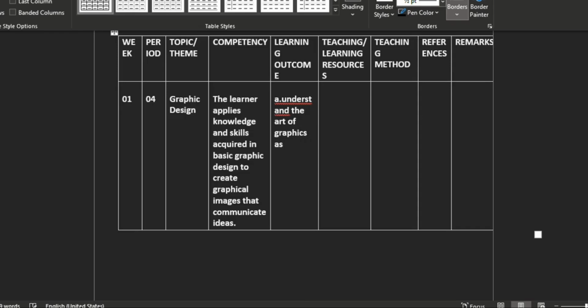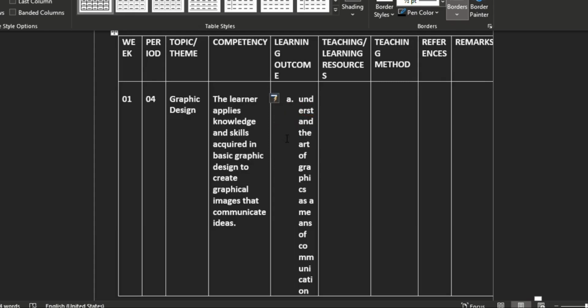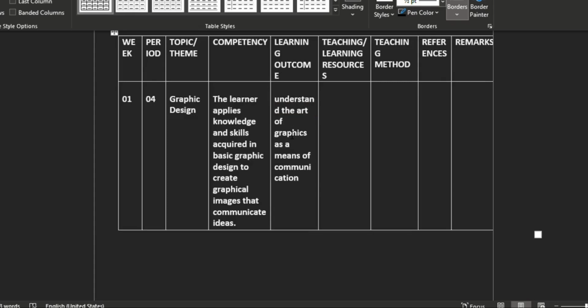So in this topic we have 4 learning outcomes, of which number 1 is the learner should understand the art of graphics as a means of communication, right? In a competency based syllabus, if you open the syllabus book, you'll find written K and U. That is knowledge and understanding. So that is low order thinking, I think.